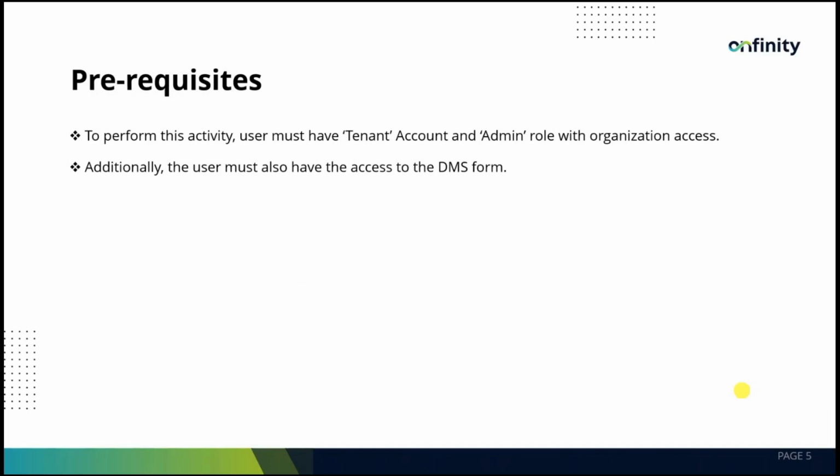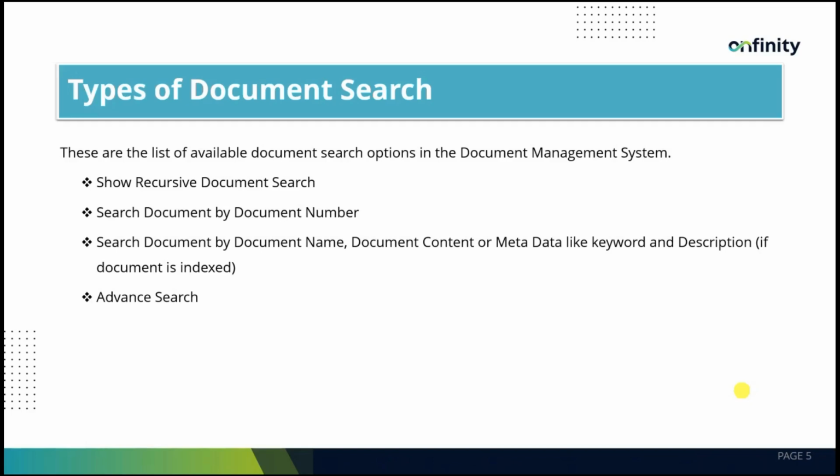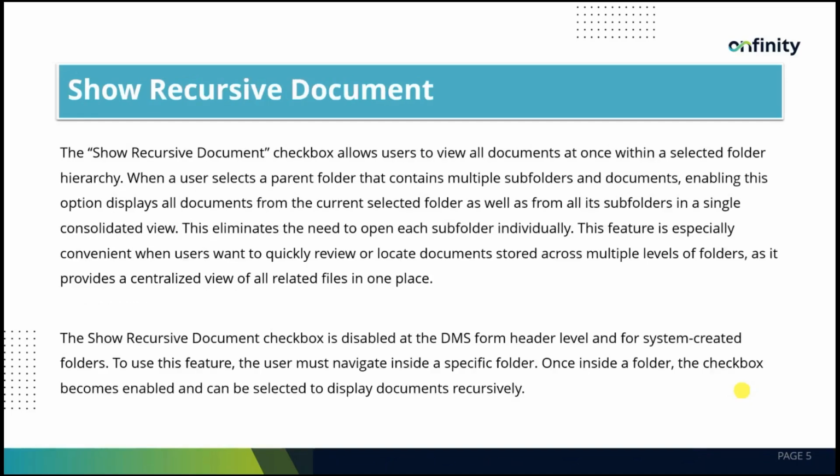Prerequisites. To perform this activity, the user must have a tenant account and admin role with organization access. Additionally, the user must also have access to the DMS form. Types of document search. These are the list of available document search options in the document management system. Show recursive document search. Search document by document number. Search document by document name, metadata, and document content if the document is indexed. Advanced search.